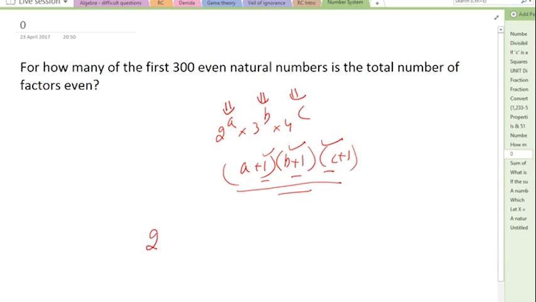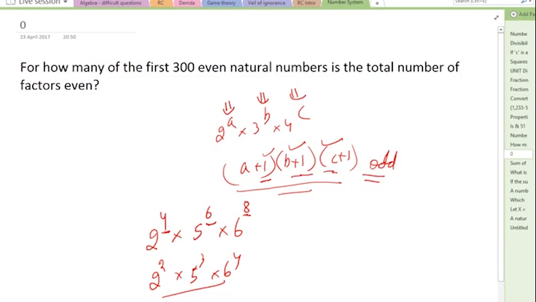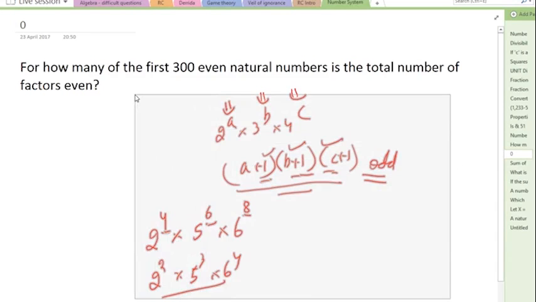If a number is of the form 2 to the power 4 into 5 to the power 6 into 6 to the power 8, it's a perfect square because its square root is obtained by just dividing the powers by 2: 2 squared into 5 cubed into 6 to the power 4. And it's a perfect square, right? So if these powers are even, then it's a perfect square. And if these powers are even, then the number of factors, which is a product of these, will be odd. And this is the only case in which it will be odd. So it comes to a standard result that the only numbers to have an odd number of factors are perfect squares.